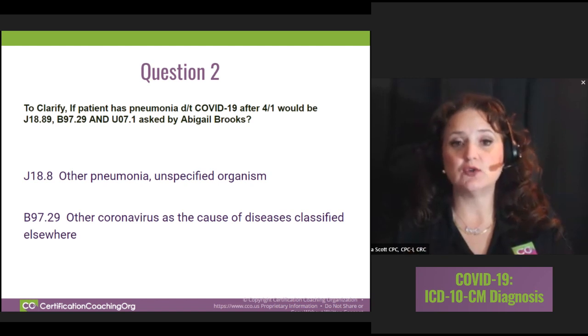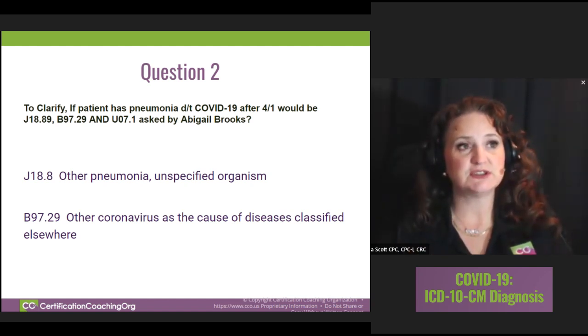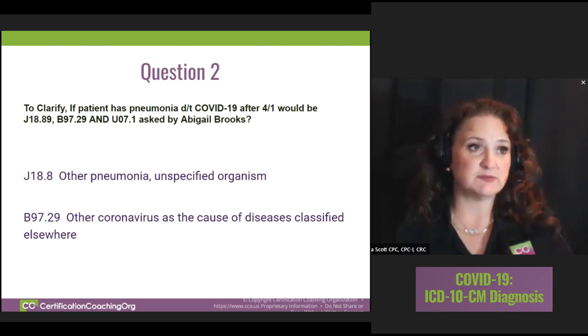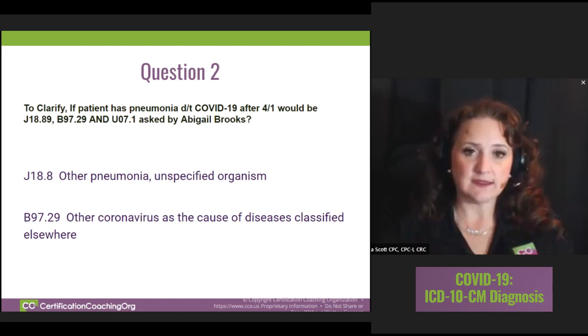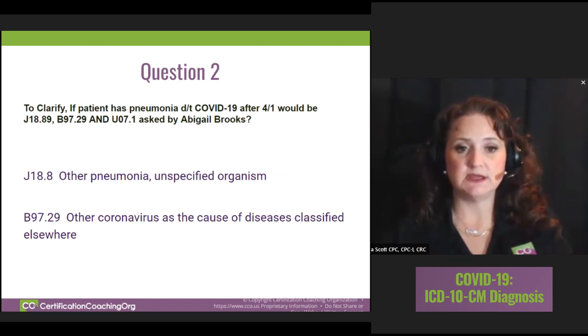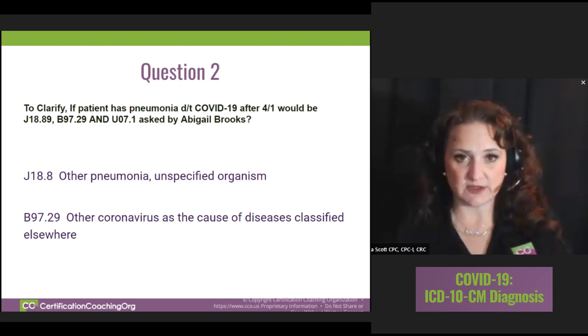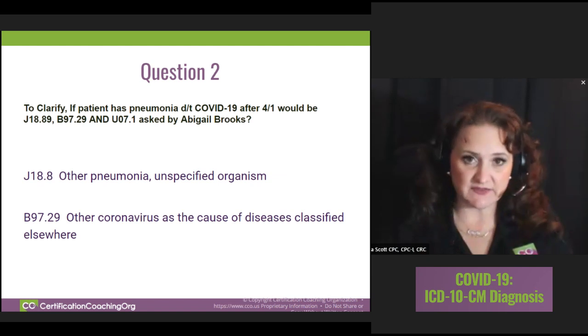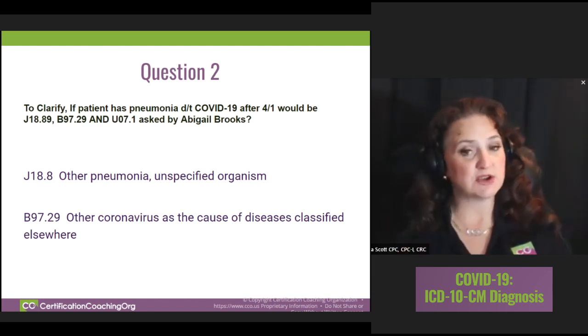As you may already know, U07.1 is the new COVID diagnosis code, and it becomes official tomorrow, April 1st. Before that, you would use B97.29, other coronavirus as the cause of diseases classified elsewhere. You don't use unspecified, because if they're diagnosed with COVID-19, it's specified. So you would use an other diagnosis, meaning there isn't a code for it.